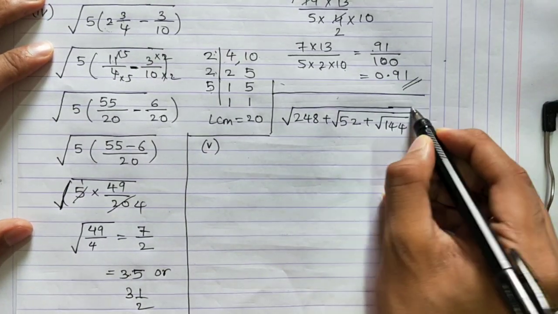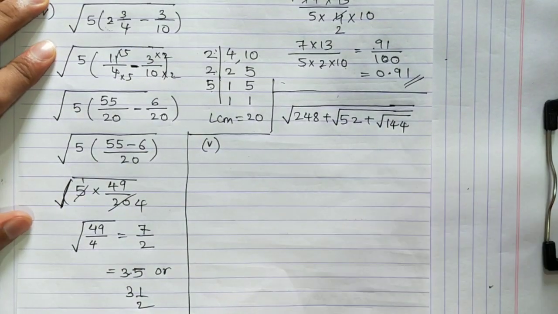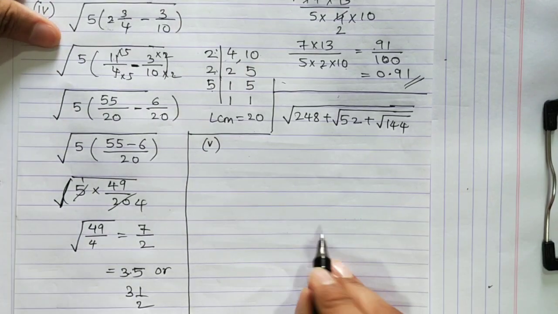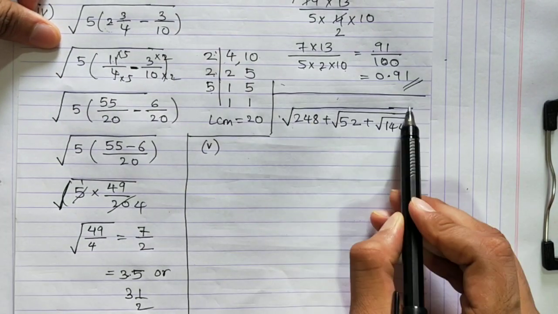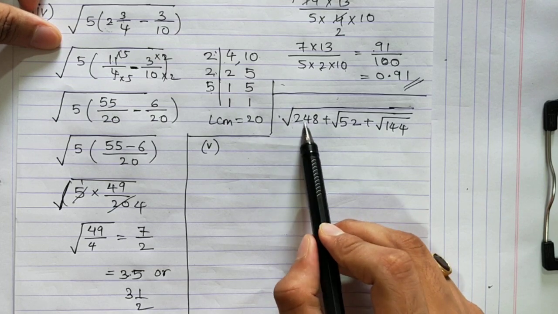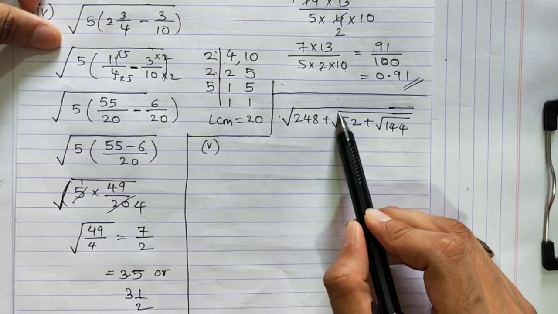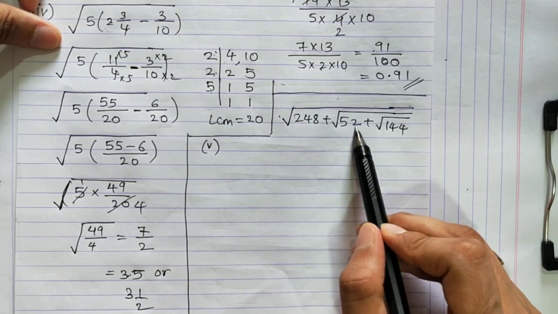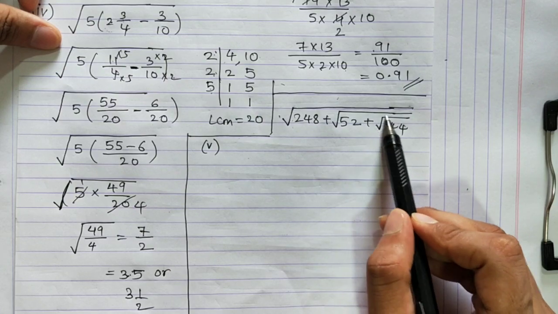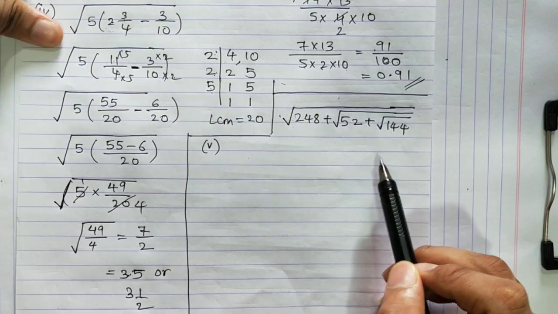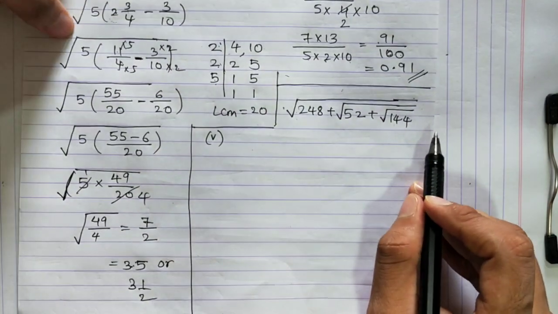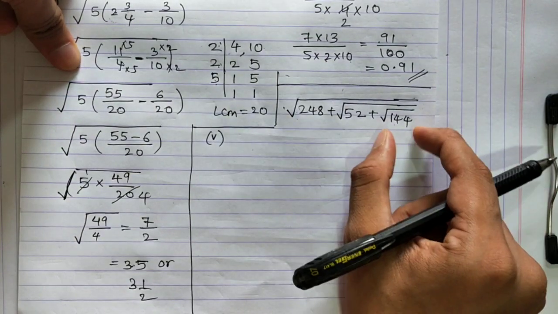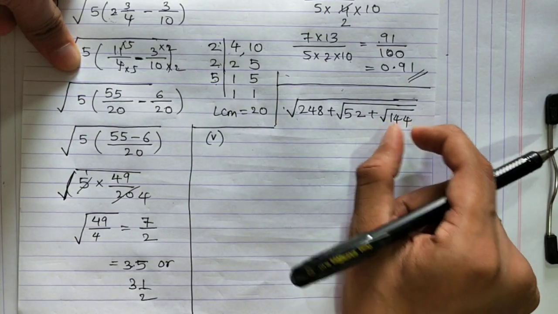Now this is a very interesting sum and very important too. So see, there is a big root sign. Inside the root sign you have 248 plus another root sign. Inside this sign you have 52 plus another root sign, inside which we have 144. So we'll solve one by one from the innermost root sign.